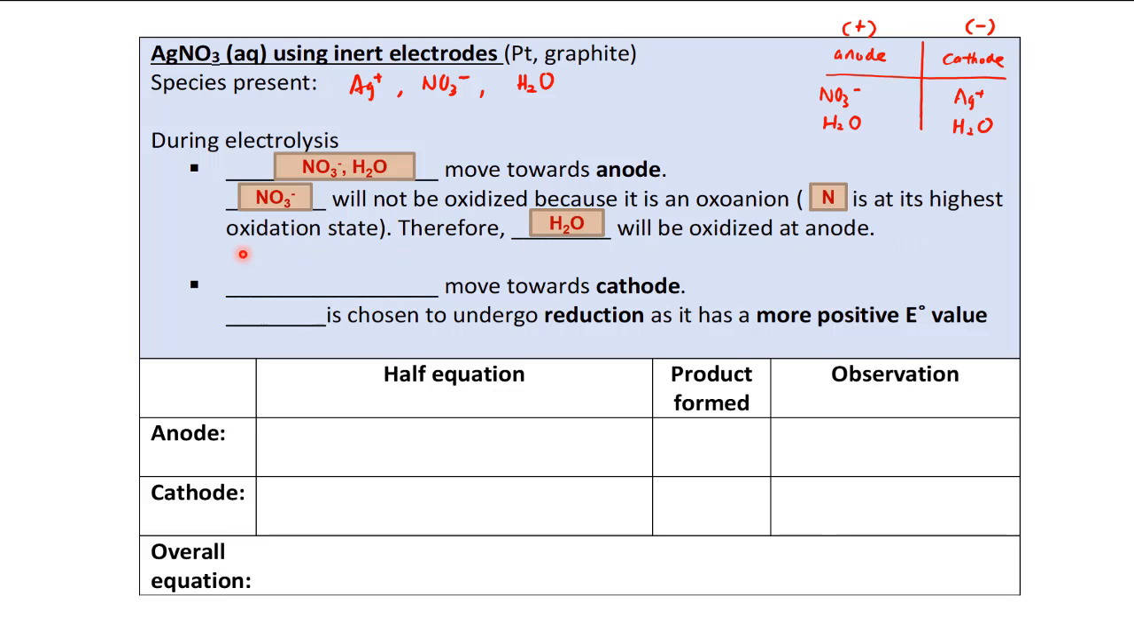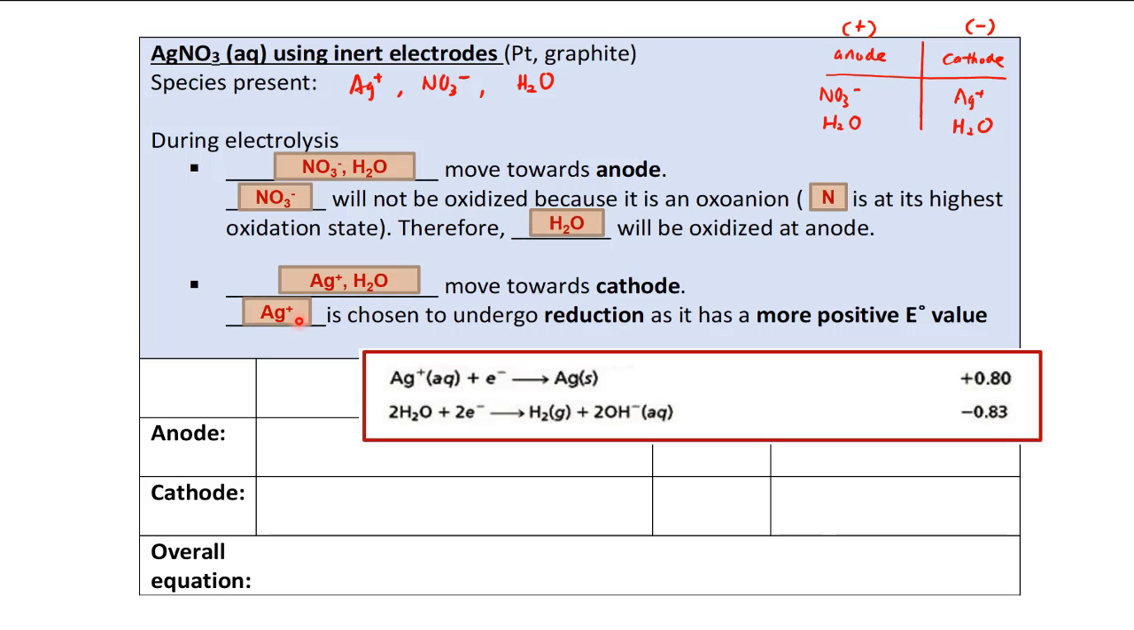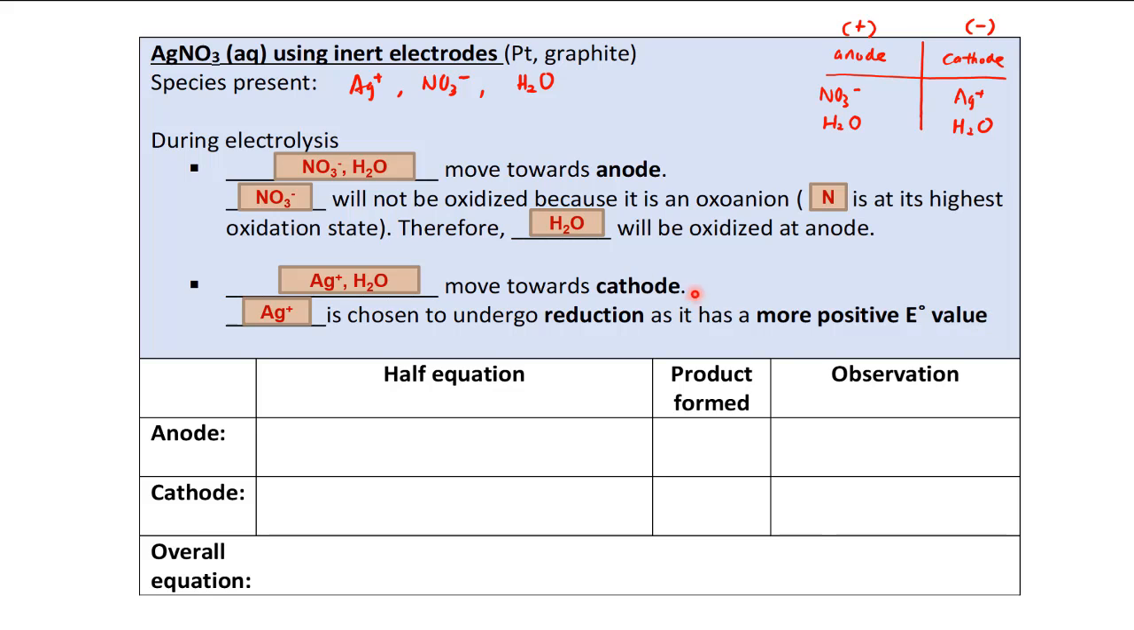At the cathode side, silver ion and water will move towards cathode. Cations move toward cathode, and the neutral molecule also moves to cathode. But Ag+ is chosen to undergo reduction as it has a more positive E naught value. Cathode prefers a more positive E naught value. So this is an interpretation of which species we choose at each terminal. Then you have to write out its half equation, predict the product, and predict the observation.